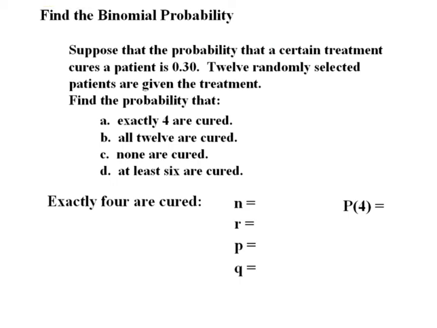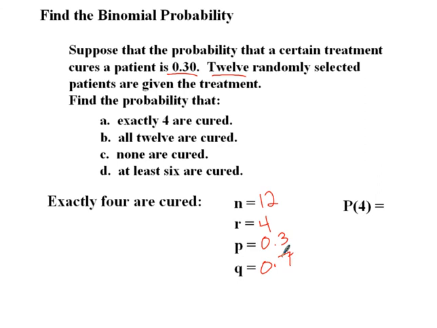you're going to go to your table. Got to read through here real quick to see how many we've got. Our n. N is equal to 12. Okay, we want exactly 4 are cured, so success would be cured. So R is 4. The probability that the patient is cured is 0.3. 0.7 means that they're not cured.